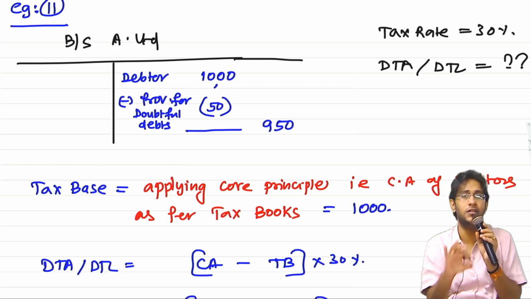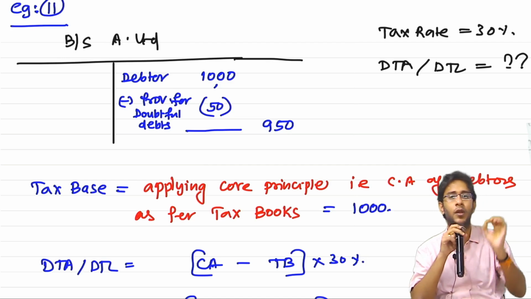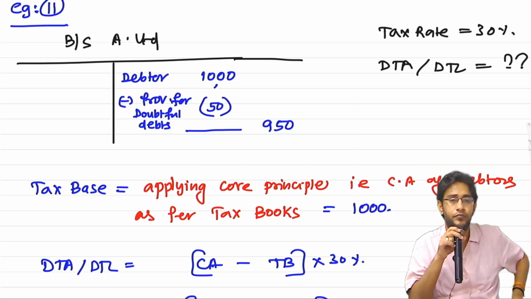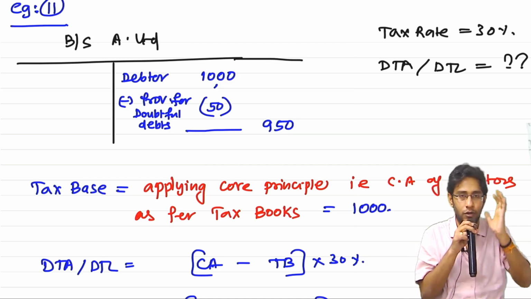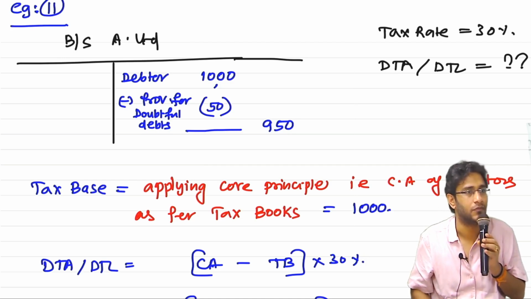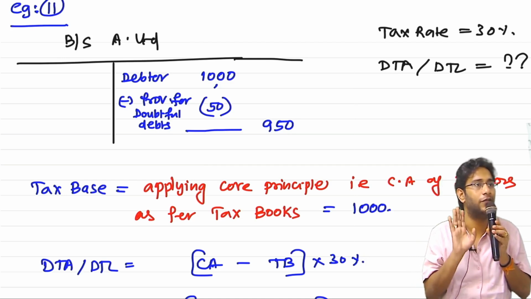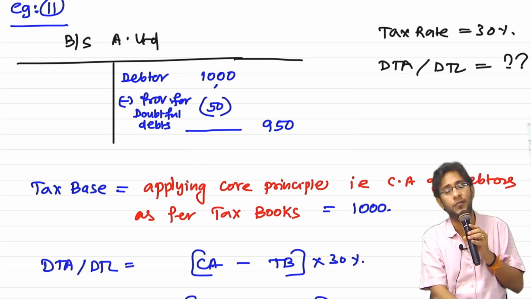This balance sheet approach, how will I write? Think like this. What is the carrying amount of debtor? 950. Now I want tax base for this. How you should think is, apply core principle. Formula will fail you here. That's why I am showing you this case. Formula will fail you here. Core principle apply. What is the core principle for tax base?